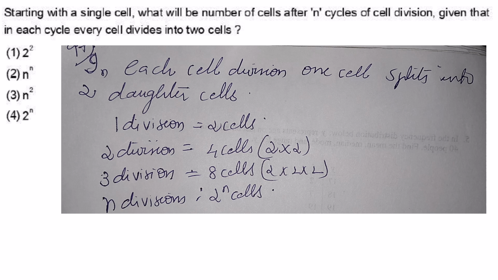Then next one. Starting with a single cell, what will be the number of cells after n cycles of cell division, given that in each cycle every cell divides into two cells? So they have given in each cell division one cell splits into two daughter cells. So first division 2 cells, second division 4 cells, that is 2 into 2. Third division it will be 8 cells, that is 2 into 2 into 2. So after n divisions it will be 2 raised to n cells. So the answer here is option 4.